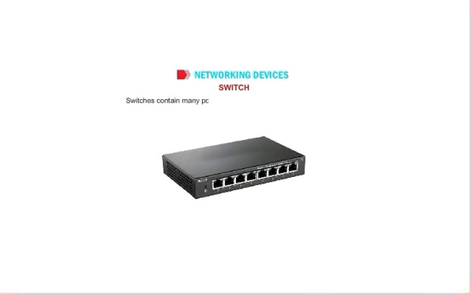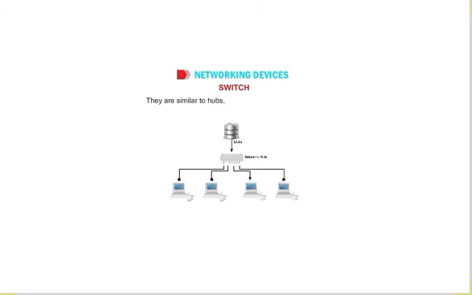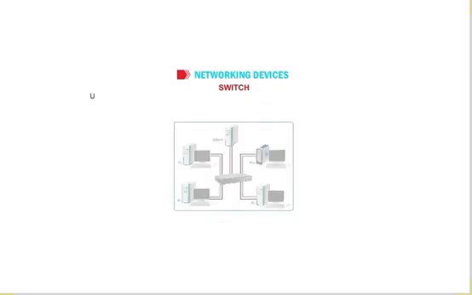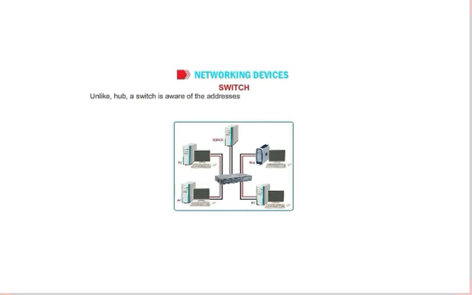Switch. A switch contains many ports to connect different network segments. They are similar to hubs but offer greater performance. When a network contains a large number of devices, switches are needed instead of hubs to maintain the speed of the communications between the devices. Unlike a hub, a switch is aware of the addresses assigned to each of its ports and sends the incoming data it receives only to the intended port.